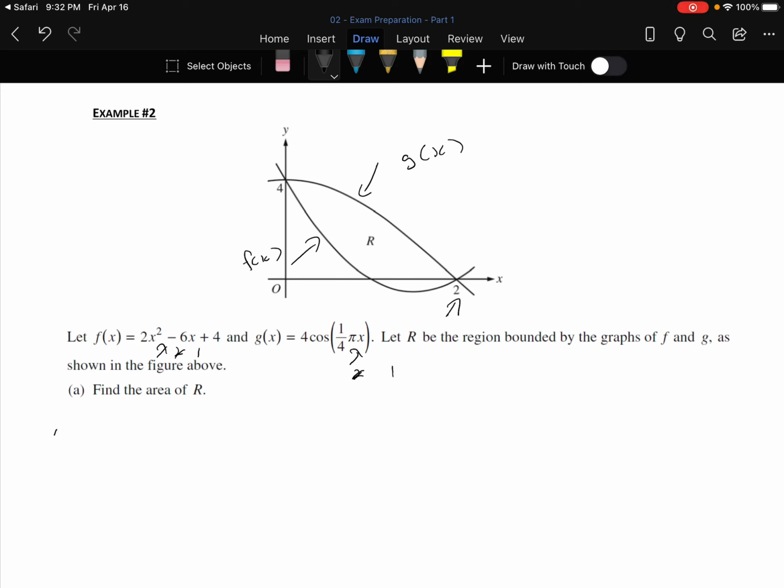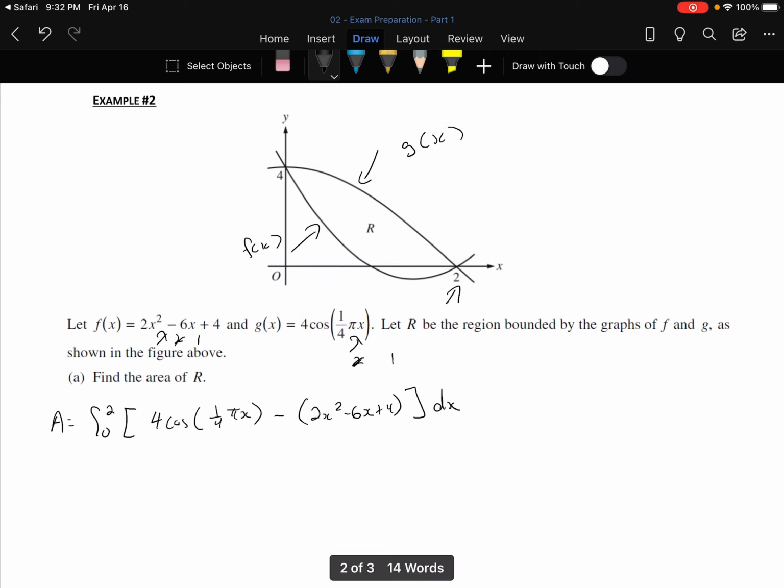So if I want to do this area, I'm going area equals integral from 0 to 2, upper minus lower. Okay, so upper is 4 cos 1/4 pi x minus 2x squared minus 6x plus 4. Oh boy, be careful with negatives. I don't know, that's got to be one of the top errors out there in integrals like this, is forgetting to subtract all those terms, and so you don't get the subtract and negative.